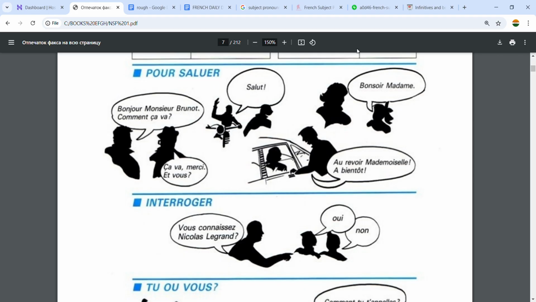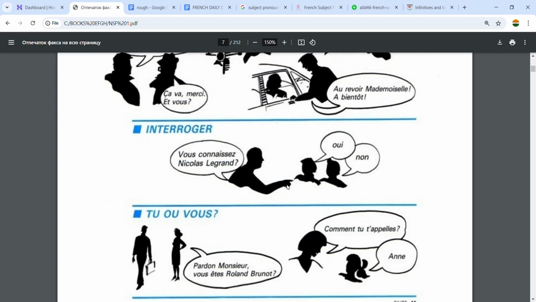So let's come here on the right side, bonsoir, madame, right? Then again, au revoir, which means bye bye, mademoiselle, which means miss, à bientôt, which means see you soon. So if you want to ask someone how are you, you can say comment ça va, and the next person can reply, or you can reply if you are being asked, ça va merci, au revoir, bye bye, mademoiselle, à bientôt, bye bye ma'am, see you soon.